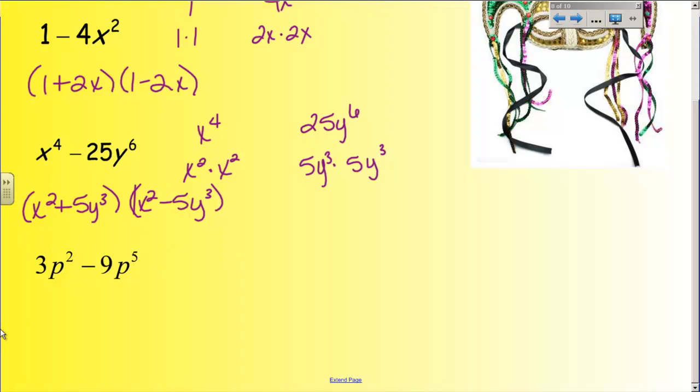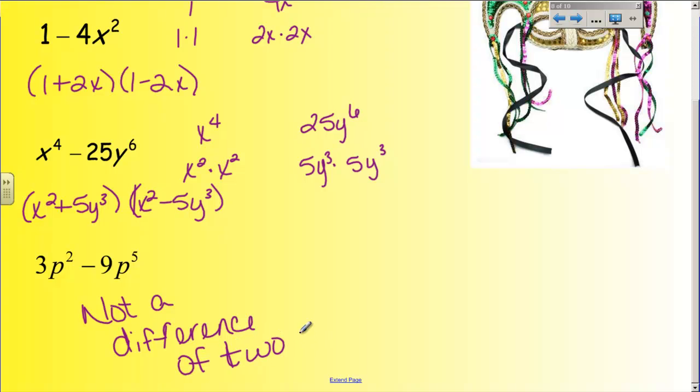So look at the next one. 3p squared minus 9p to the 5th. Well, let's check the first one. 3p squared. Is 3 a perfect square? No, 3 is not a perfect square. Therefore, this is not a difference of two squares. It's not a difference of two squares, so I'm not going to have to factor it. You could, if you wanted, pull out a greatest common factor and go that route, but you don't have to because it just doesn't meet the criteria for what we're going over today. So that is not a difference of two squares.